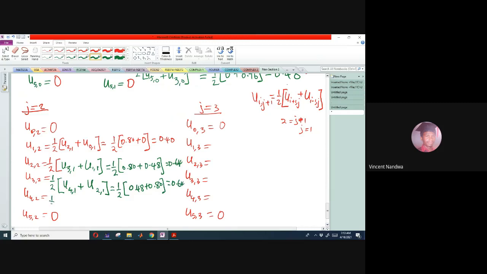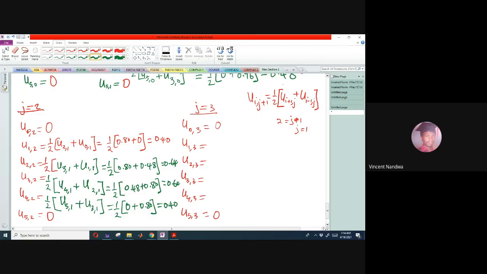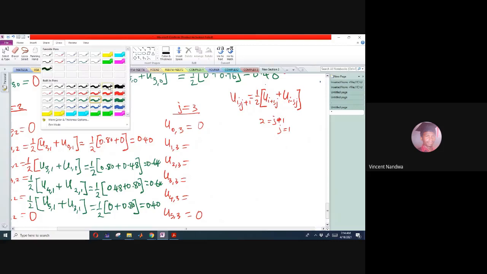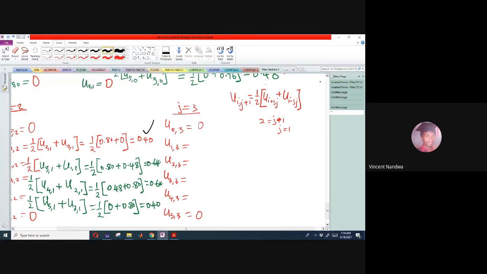And then lastly, i is 4. So we have 4 plus 1, that is 5. So u(5,1) plus 4 minus 1 is 3, u(3,1) equals a half into, when you put in the value, 0 plus 0.80. So this gives us 0.40. So these are the required answers for j equals to 2.